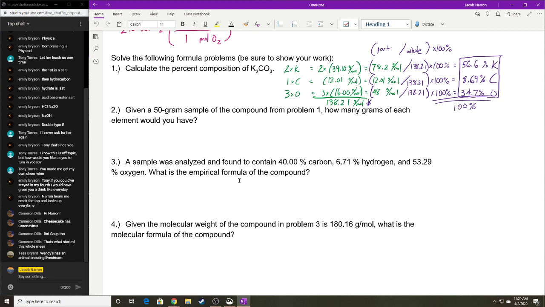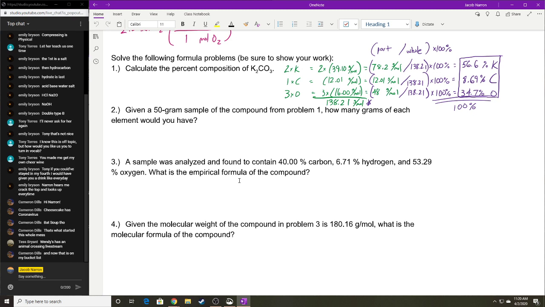Given a 50-gram sample of the compound, how many grams of each element would you have? So what you've got to consider is this. If it were just a 100-gram sample, you would say, oh, then it's 56.6 grams potassium, 8.69 grams carbon, and 34.7 grams of oxygen. But that's not what we're dealing with. We're dealing with a 50-gram sample. So the easiest way to explain this is if you look up here, 56.6 is the same thing as saying 0.566. That's the same thing. Or the same thing as saying 0.0869.